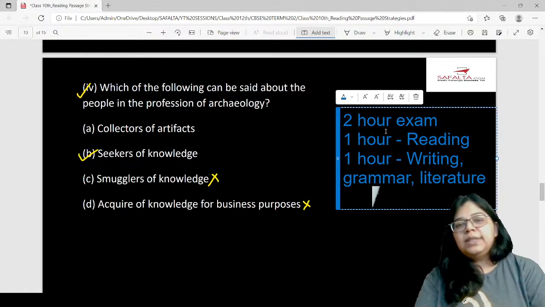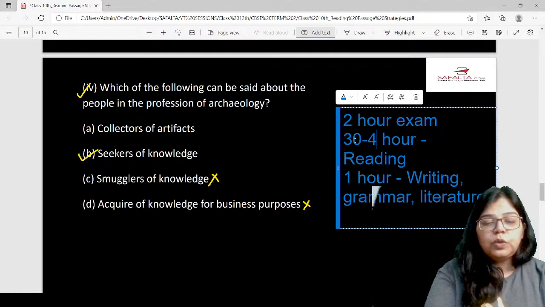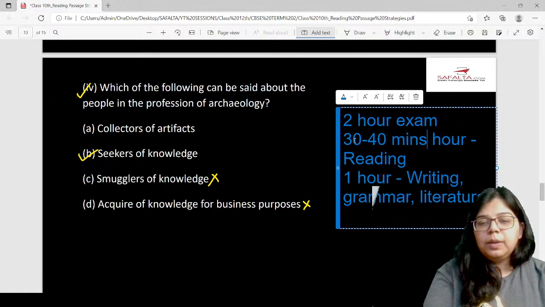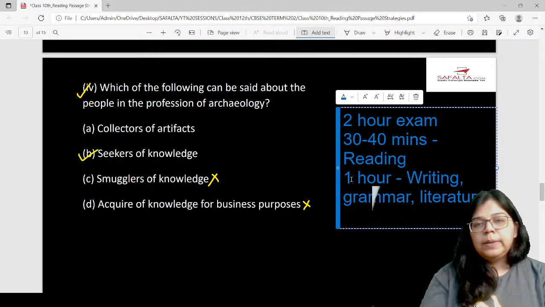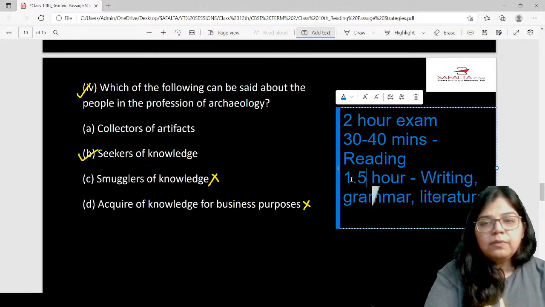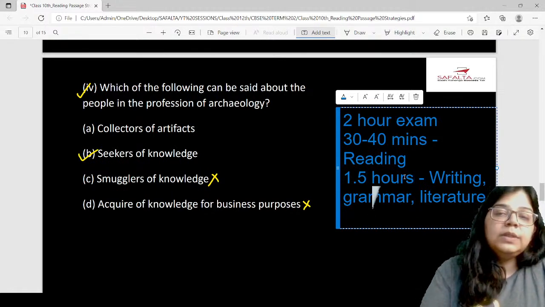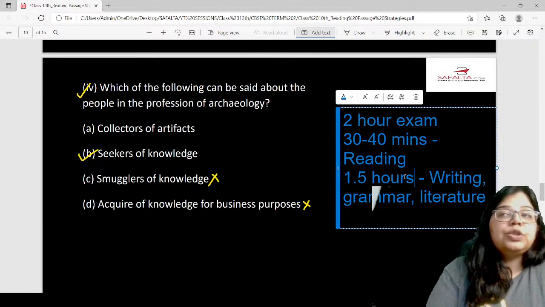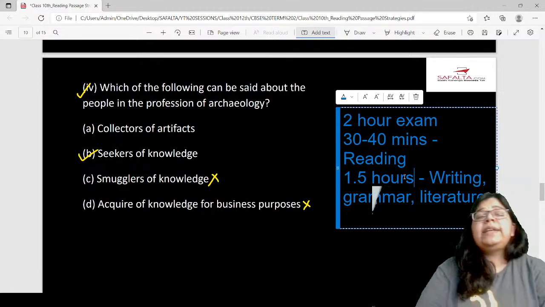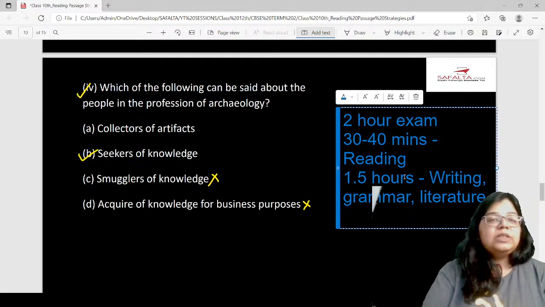So if you do your reading passage with this strategy, you will be spending about 30 to 40 minutes on it. So you'll be spending about 30 to 40 minutes on reading, and then you will have at least how much? 1.5 hours for the rest of the sections. And 1.5 hours is a lot to do writing, grammar and literature, because grammar is not going to be huge. It's not going to be a lot. So for writing and literature, you will have enough time. So I hope I've made myself very clear about why this strategy is important.